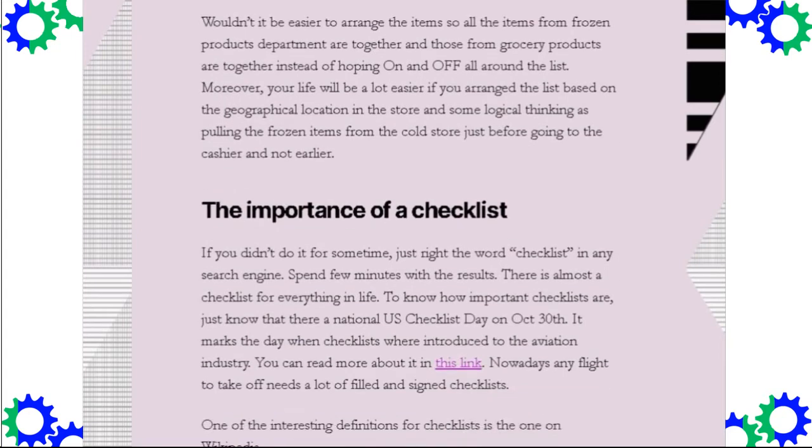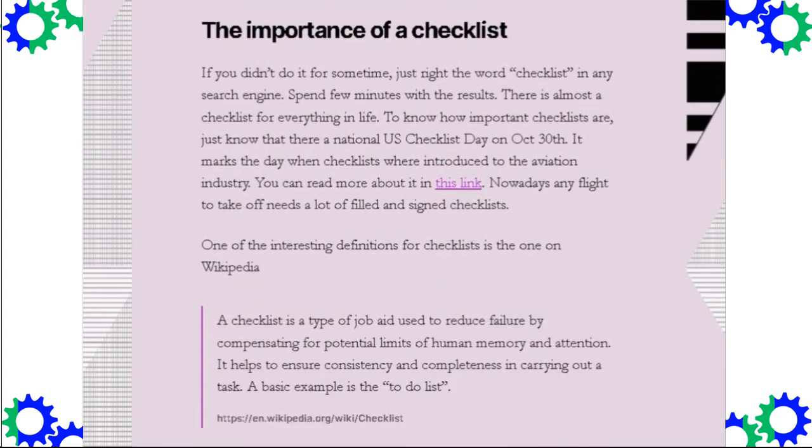Why are checklists important? Actually, many aspects of maintenance started from the aviation industry. If you search on the net, you can find that the National US Checklist Day is on October 30th. This marks one accident in the aviation industry, and as a solution, it came out that there should be checklists before the starting of any aviation travel or any aviation activity.